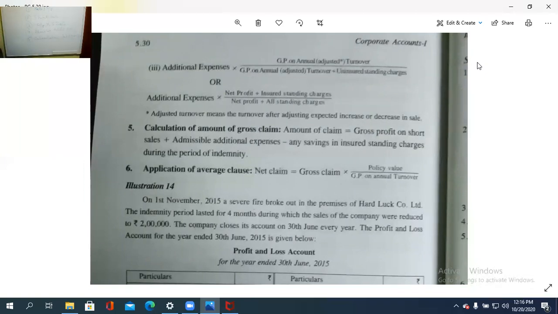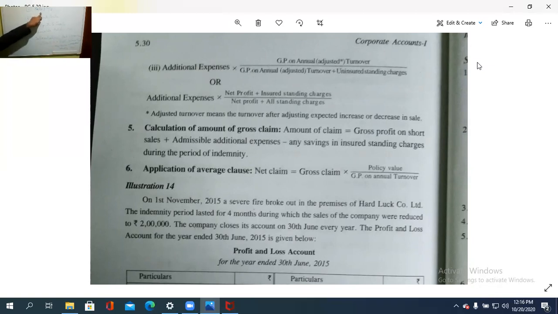Gross claim amount calculate ചെയ്യുക. അതായത് അതെന്താണ്? GP on short sale plus additional admissible expenses minus any savings in insured standing charges. അതാണ് ഈ പ്രൊസീജിയർ ആണ് നമ്മൾ ഇനി ചെയ്യാൻ പോകുന്ന പ്രോബ്ലത്തിനകത്തുള്ളത്.